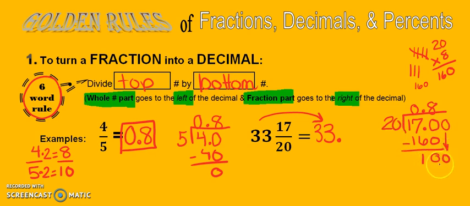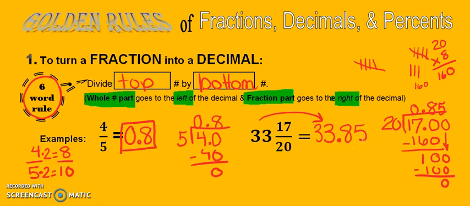Now I'm looking at 20 going into 100. Let's see how many times that goes in. 20, 40, 60, 80, 100. Oh, perfect. 5 20s goes into 100 evenly. 5 times 20 is 100. When we subtract, we get a remainder of 0, so that means we can stop dividing. So now I see that 0.85 is equal to 17/20. So the decimal part of my number is written to the right of the decimal point.